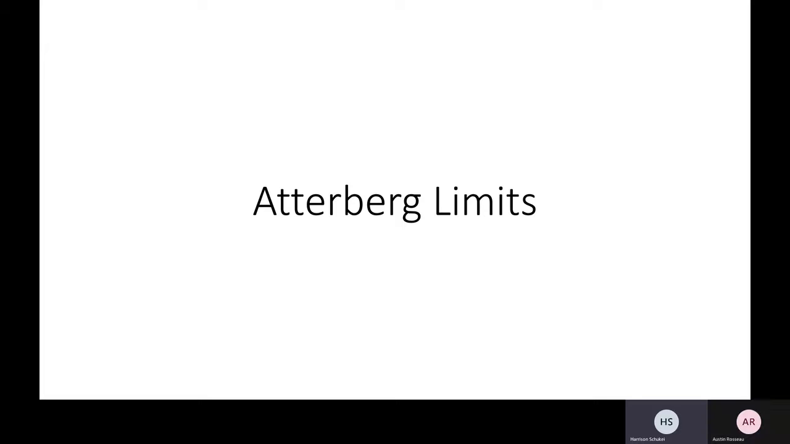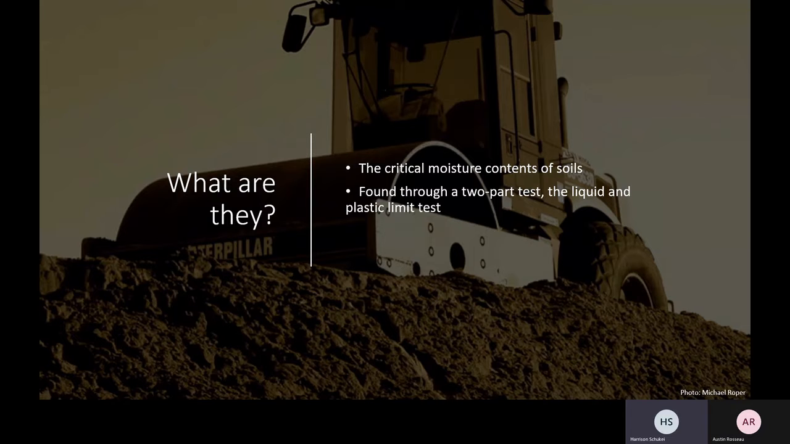So in this video, we're going to be talking about Atterberg limits. Atterberg limits are the critical moisture content of soils. That is to say, the points at which soils start behaving like different materials. For example, there's a liquid limit where soil is going to start behaving like a liquid, and a plastic limit where soil is going to start behaving a little differently, more like a solid. We'll get into that later.